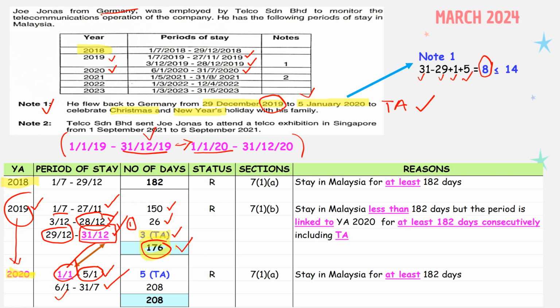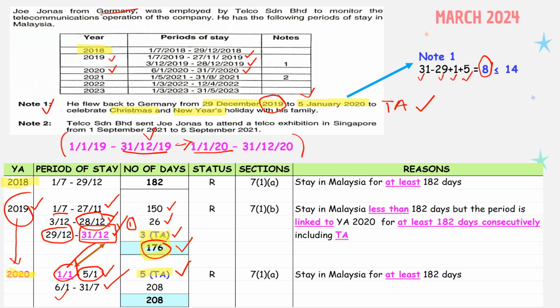So now we can use this TA. Can you understand it, guys? Here we go. Let's find our 182 days at YA 2020, not YA 2019. Now we can use this TA, betul? Now this TA, how many days, everyone? 5 days. It is not enough. I need 182.